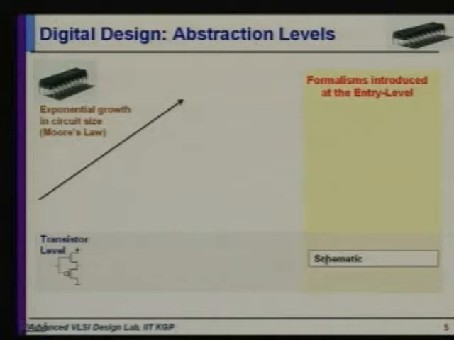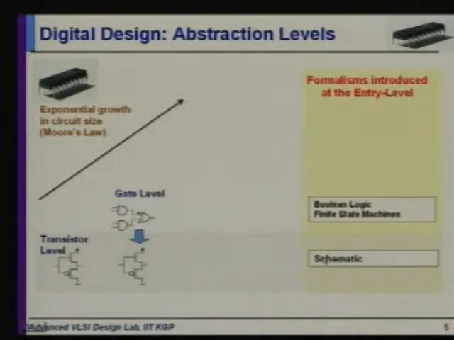Now, let us look at the levels of abstraction at which people do this design in digital CAD. At the lowest layer we have the transistor level, where we have CMOS, PMOS and NMOS transistors. Then above that we have the gate level. Now, please look at the corresponding formalisms by which we specify what we want.